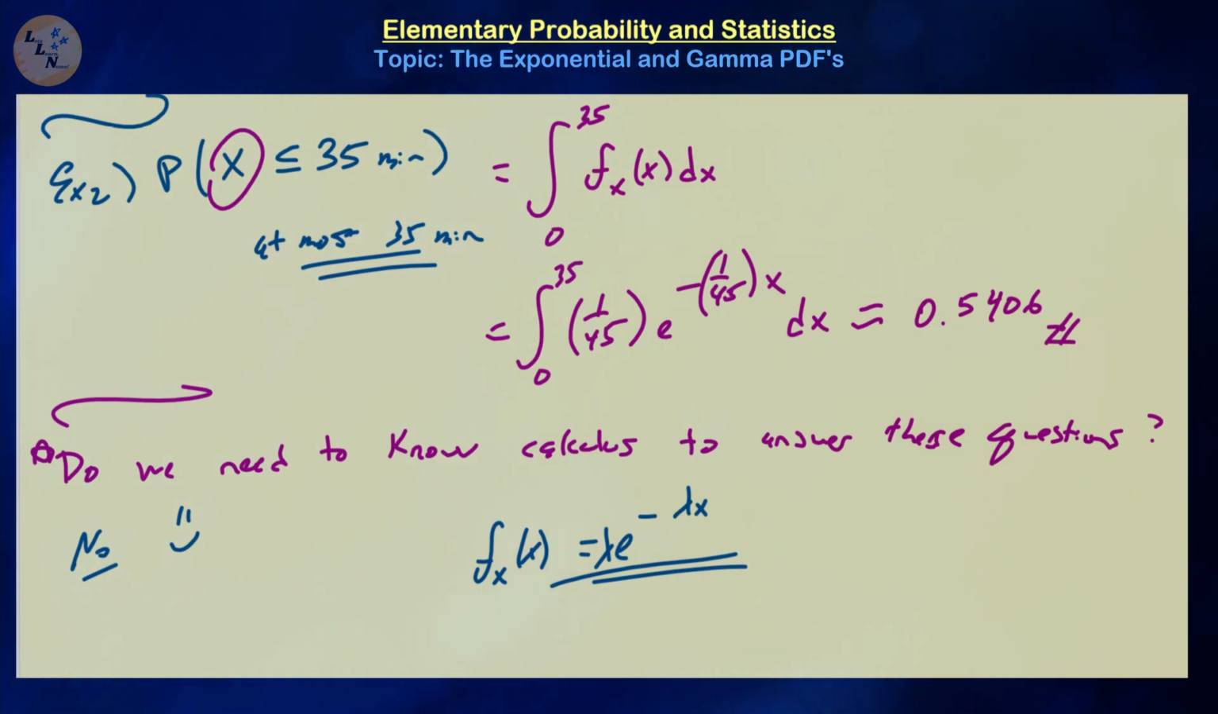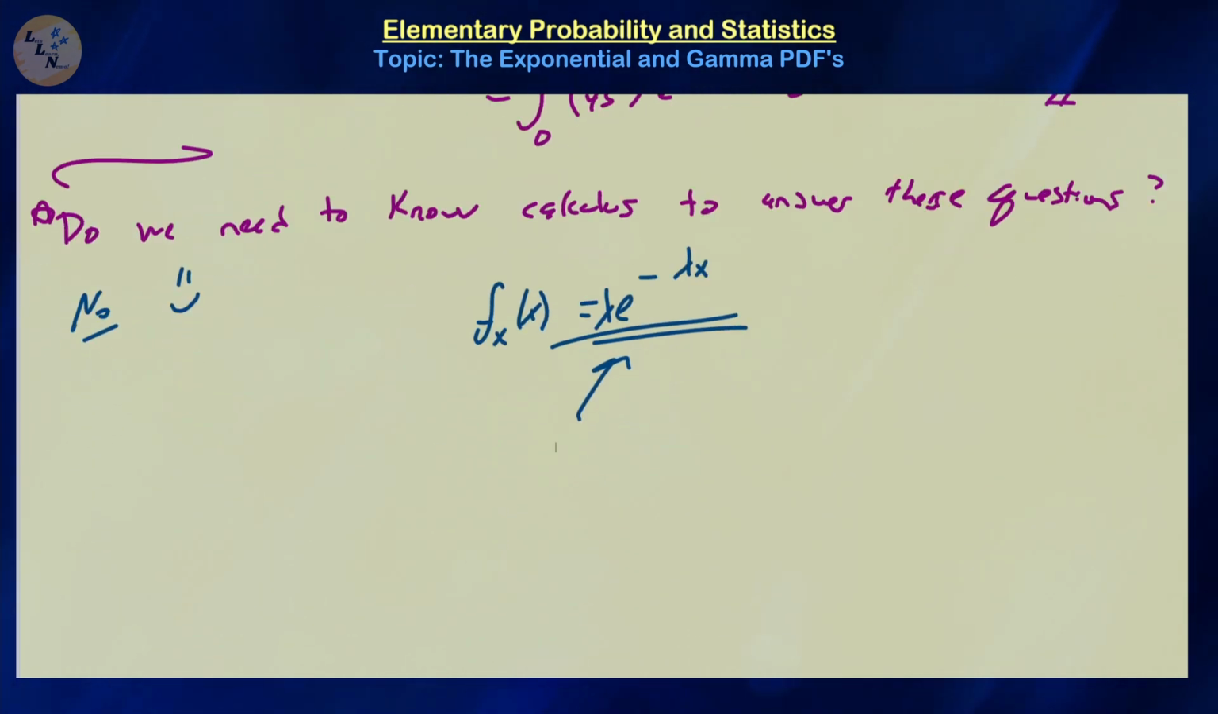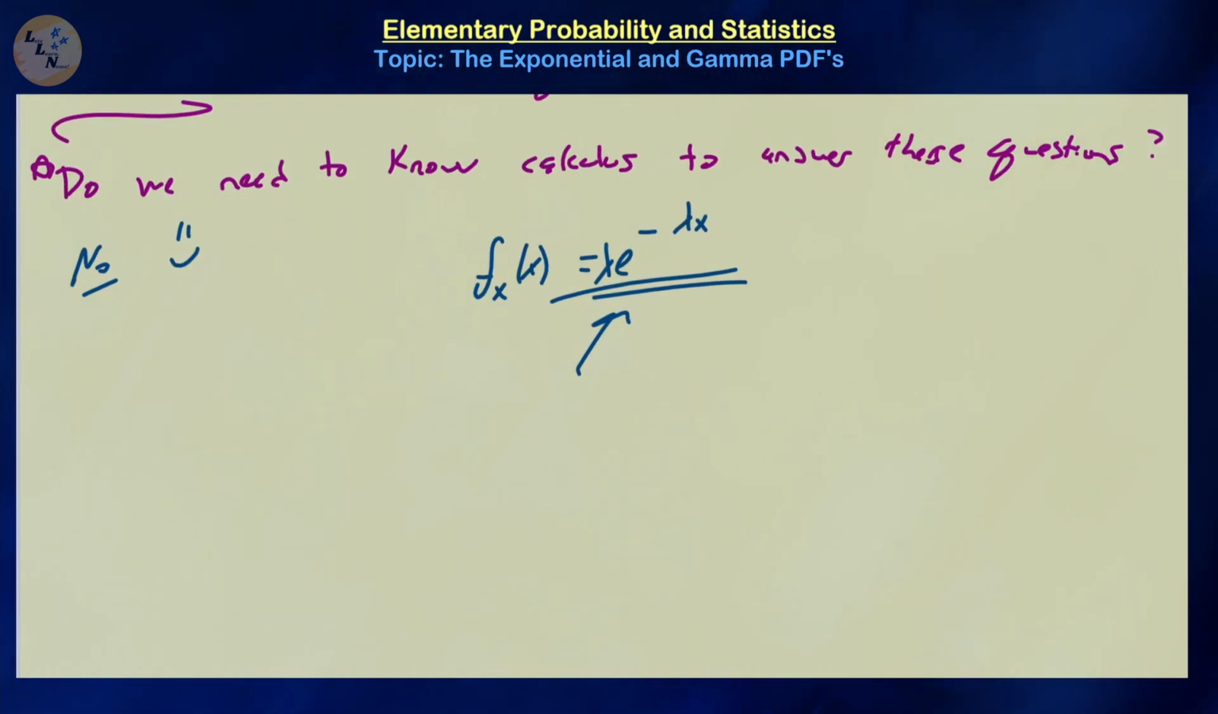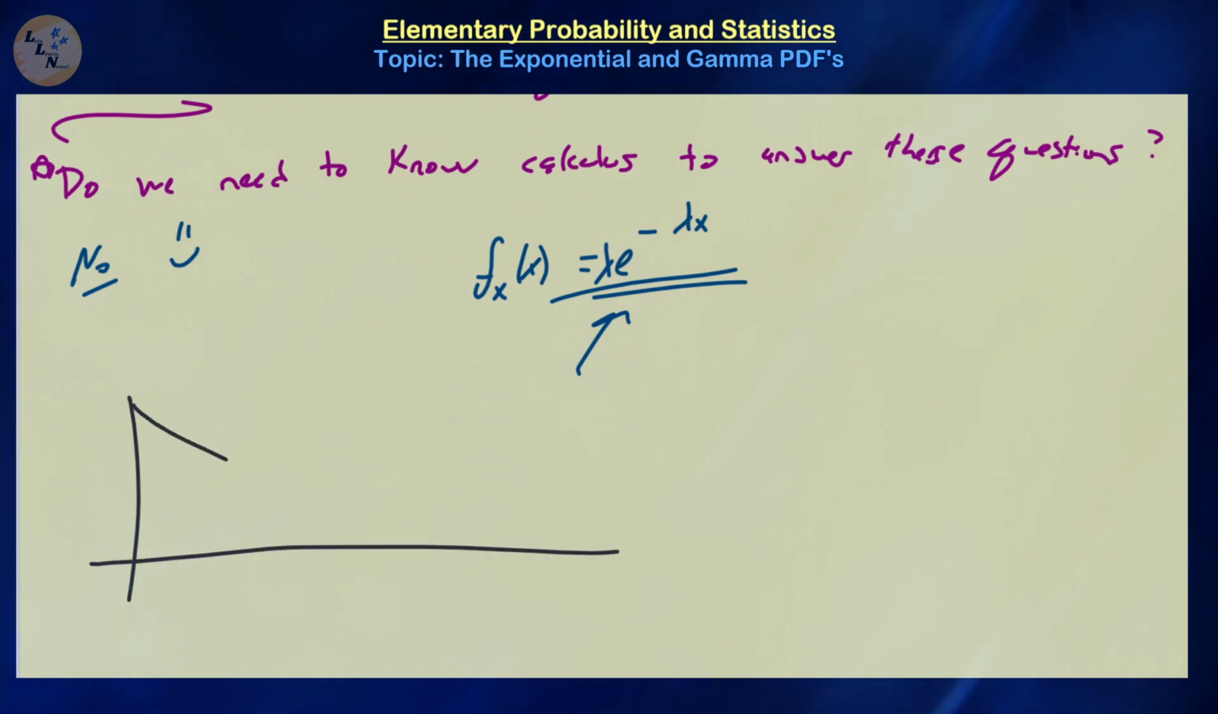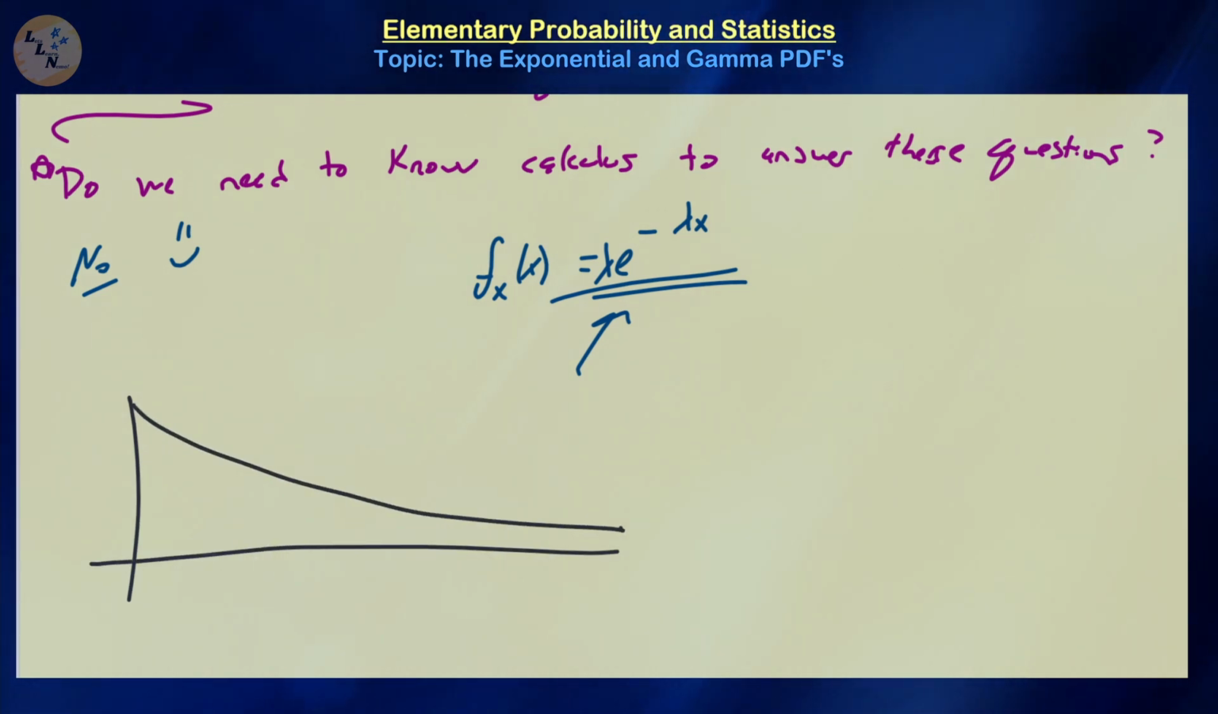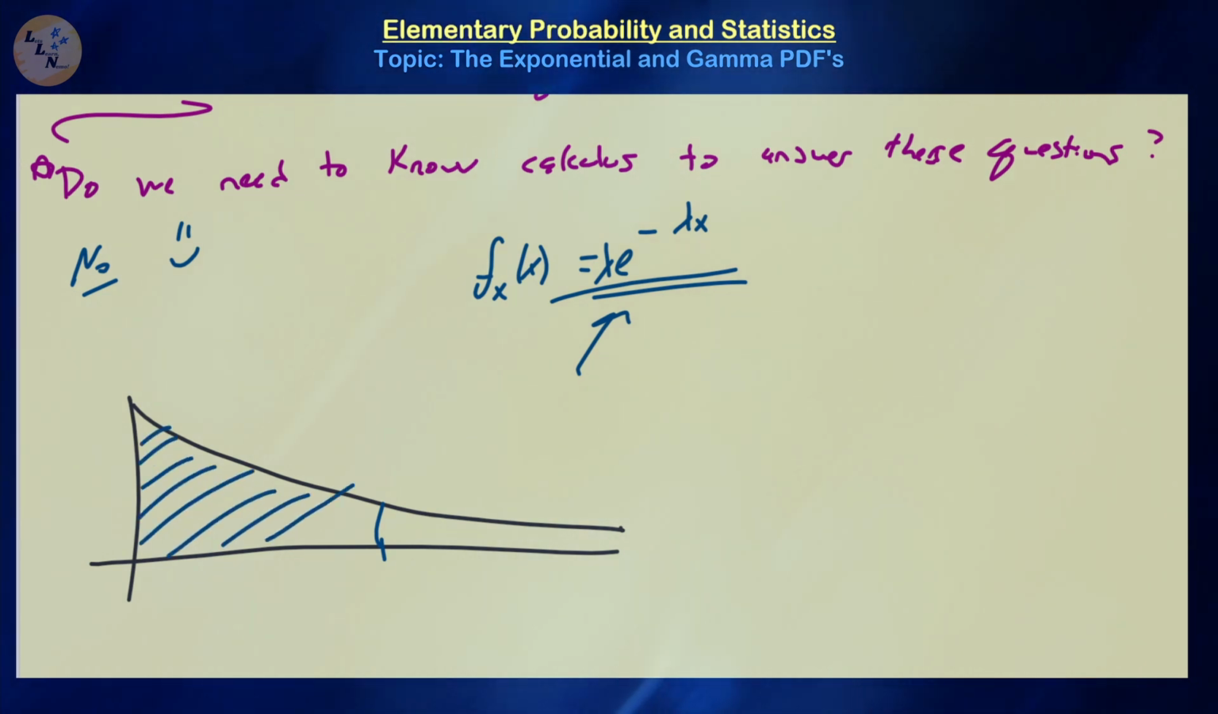So maybe there's a formula that can actually calculate the area under the curve, for example, like the area of a triangle or a rectangle or a trapezoid or some shape that we're familiar with. Maybe there's a formula to easily calculate these areas, and the answer is, of course, yes, there exists one, and I'm going to give that to you. So let's assume we have an arbitrary exponential distribution, dictated by some parameter lambda.